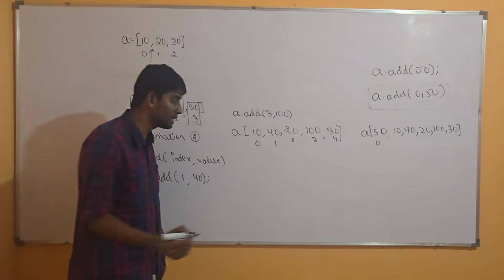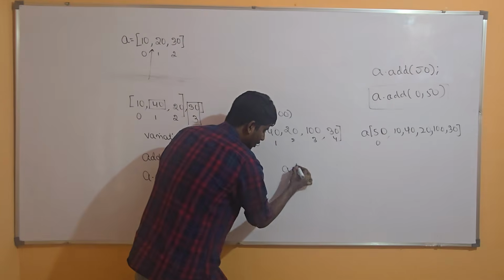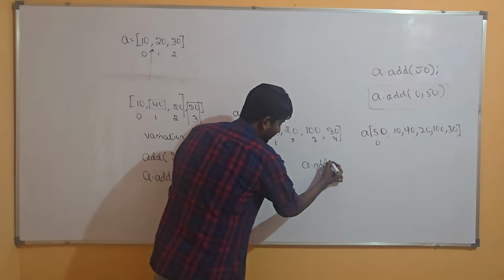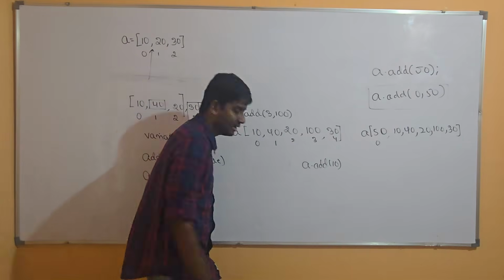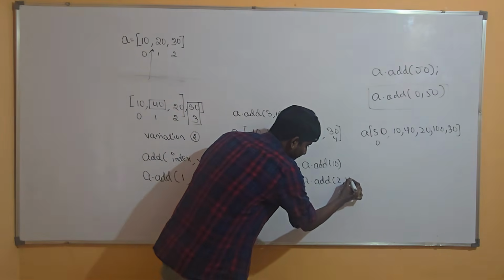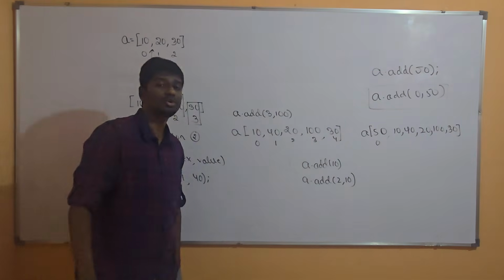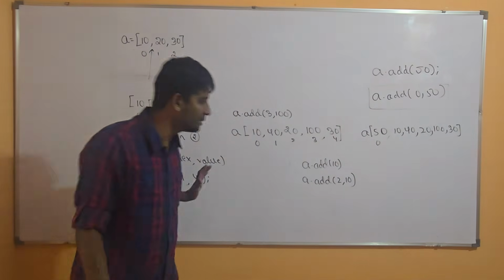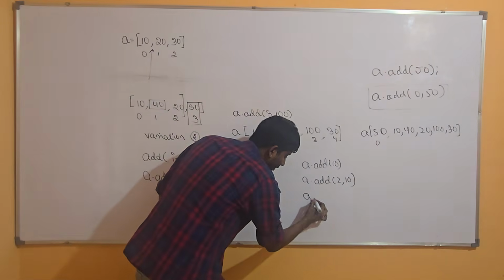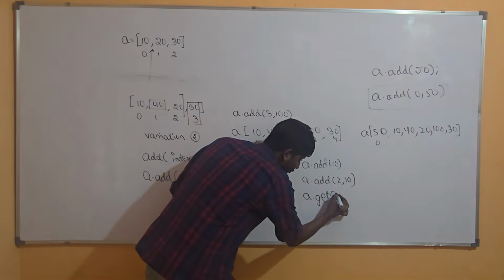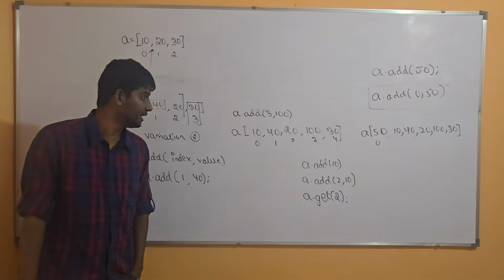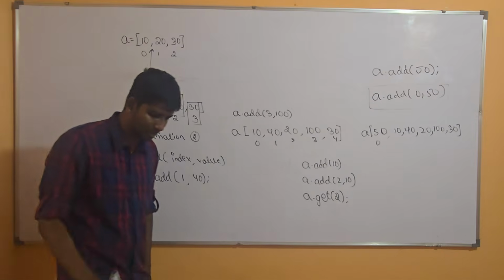So you know 3 methods now. A dot add of 10 will insert the element in the end. A dot add of 2 comma 10: in index number 2, 10 will be inserted. All the remaining elements will be pushed forward, including the previous element. Then you have a dot get of 2. What will a dot get of 2 do? It will print which element is stored in index number 2. Okay? Yes. Copy this.